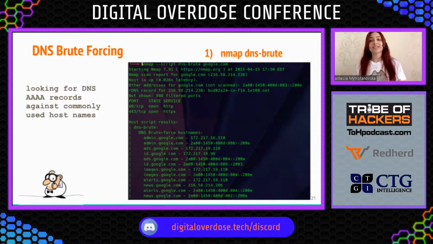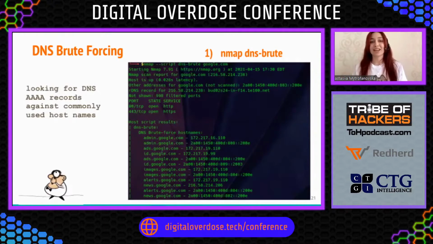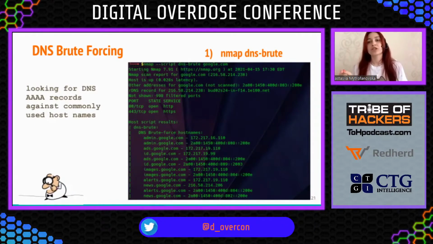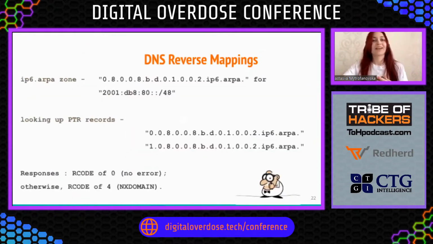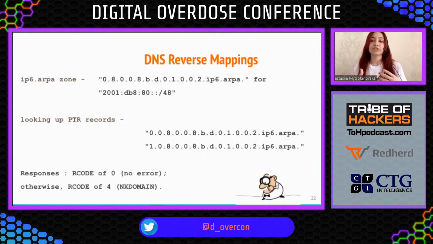So what about DNS brute forcing? Actually, it's the easiest one. Attackers may employ DNS brute forcing techniques just by looking for DNS AAAA records against commonly used host names, and Nmap has an amazing feature called the Nmap Scripting Engine. So you can just download the script called dns-brute from the official Nmap website and use it with Nmap to try DNS brute forcing yourself.